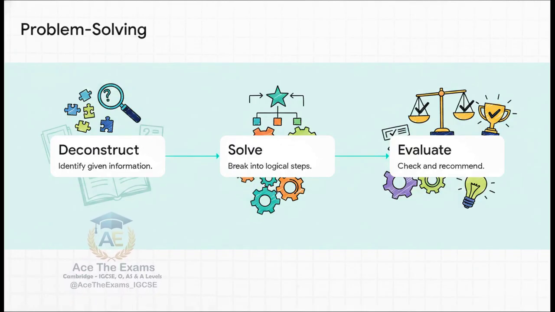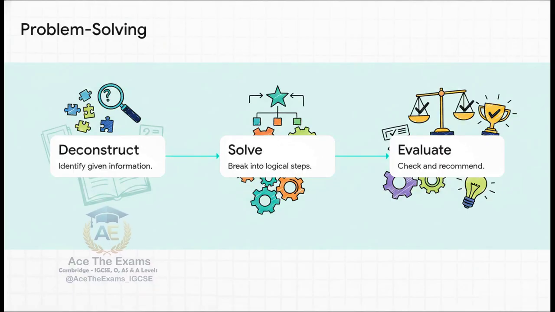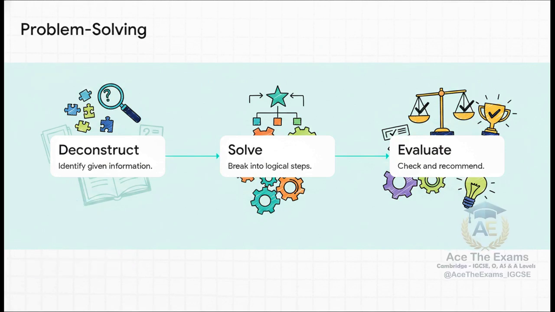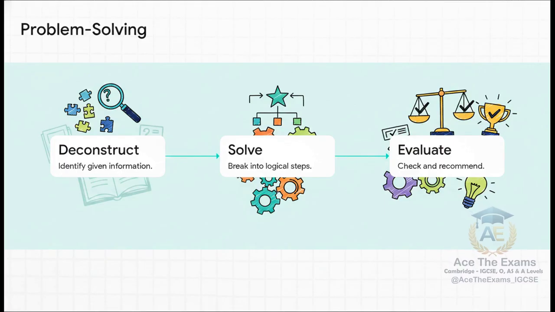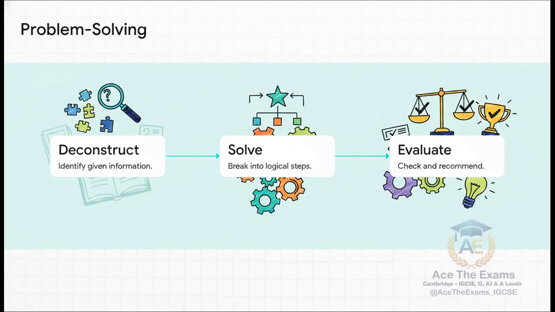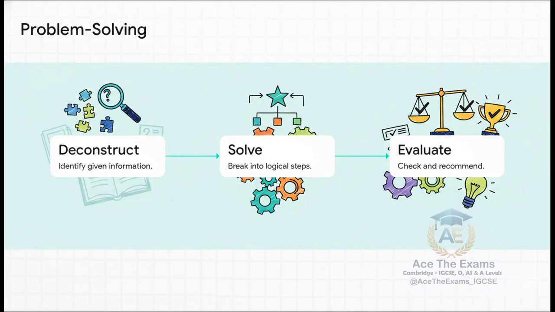Think of it as a legal procedure. Deconstruct, solve, evaluate. First, deconstruct. Identify the given information in the prompt and extract the exact parameters of the question. Second, solve. Break the problem down into logical steps using your textual knowledge. Finally, evaluate. Check your findings for reasonableness and make justified conclusions. This specific loop is exactly the mechanism examiners want to see mapped out on your paper.